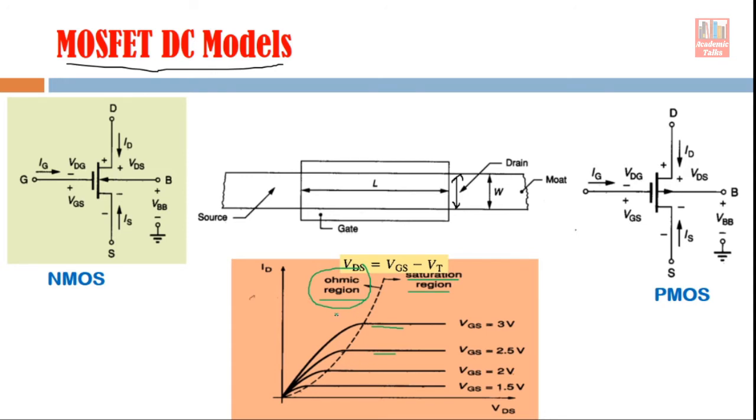So this ohmic region is when your drain source voltage is less than the pinch off voltage. Pinch off voltage is VGS minus VT. And when your drain source voltage is greater than this pinch off voltage, you are in the saturation region. This particular dotted line indicates the pinch off voltage for all gate source voltages, right? So this pinch off curve is a demarcation curve which separates your ohmic region and saturation region.